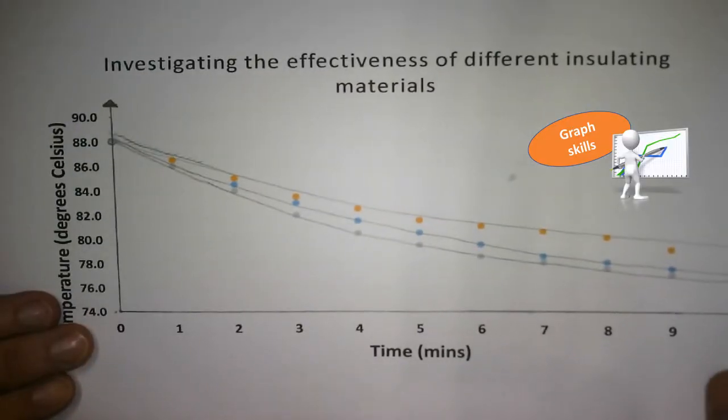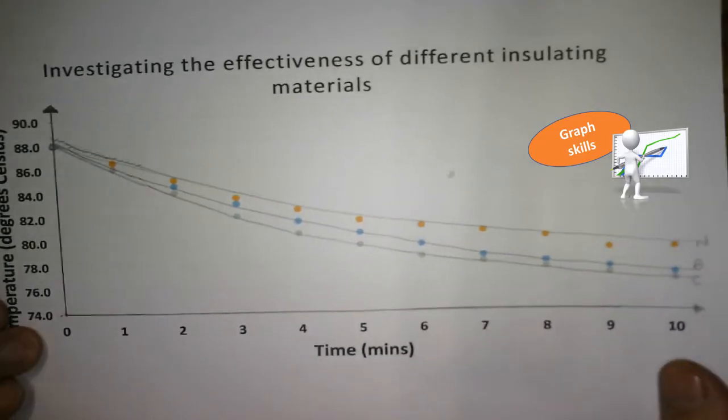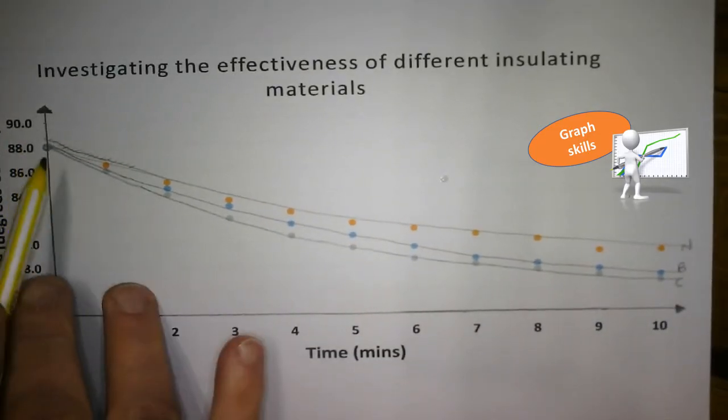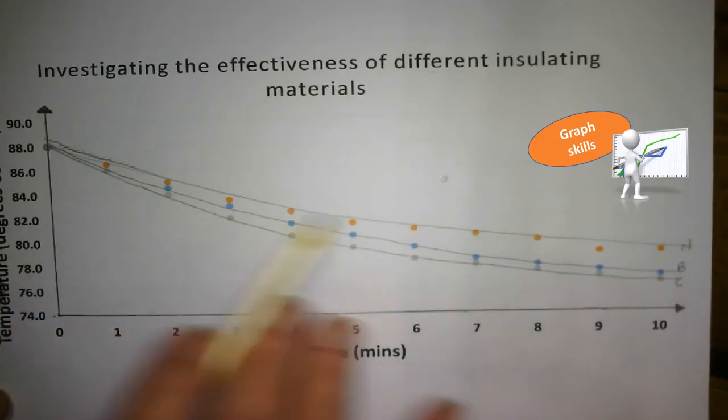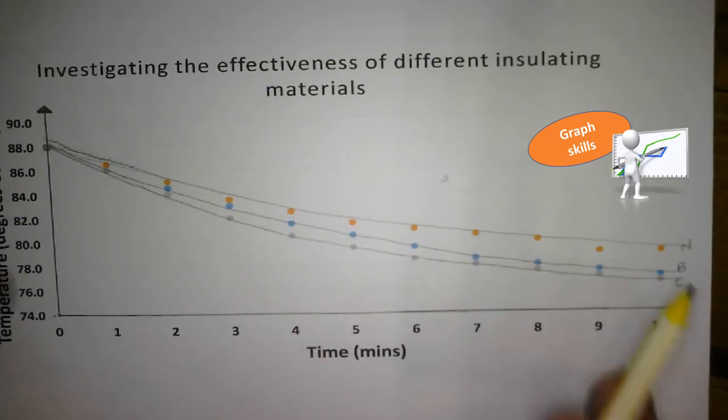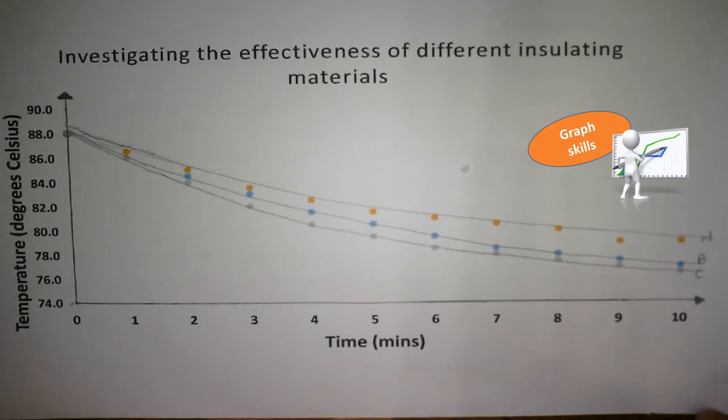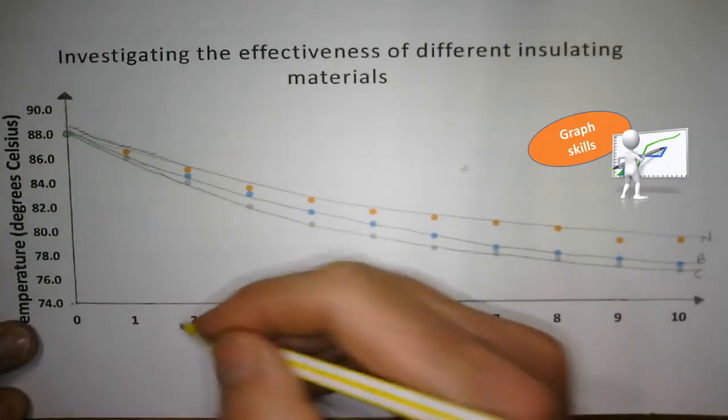So we've got our cooling curves. You can see that the newspaper one drops more slowly than the other 2. So that's going to be our most effective insulator. You could be asked to do some other bits of work with this as well, like gradients. It could ask us, for example, to find the gradient of the newspaper line at time 2 minutes.